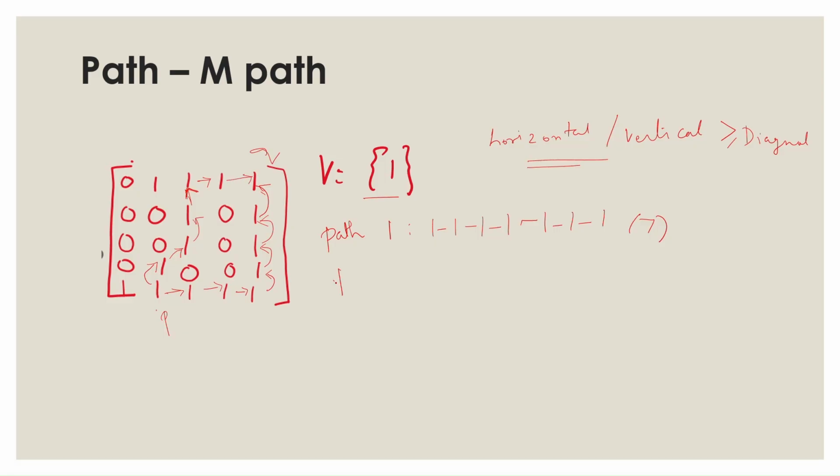So the path 2 will be 1, 2, 3, 4, 5, 6 and 7. So it will be 6. So if we exclude the starting pixel, it will be 6. So the shortest path is 6.